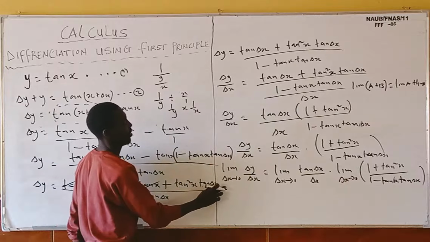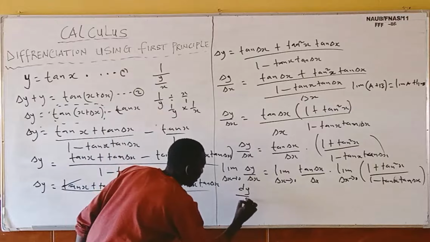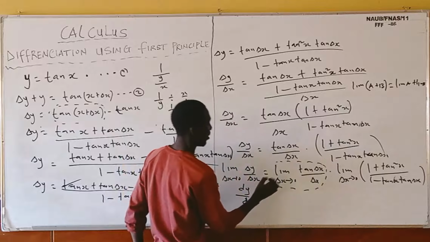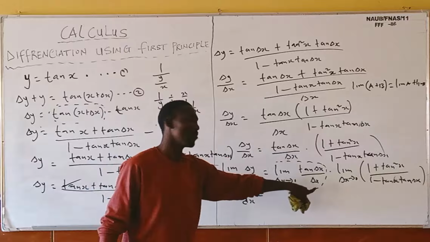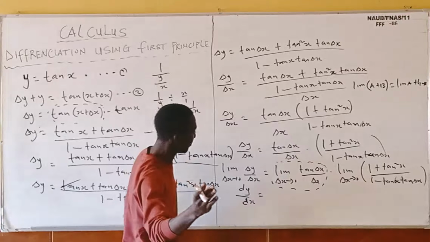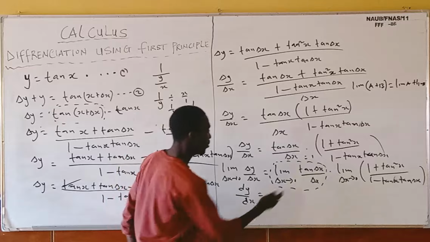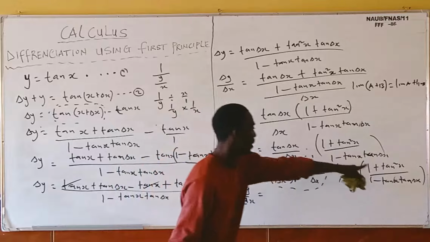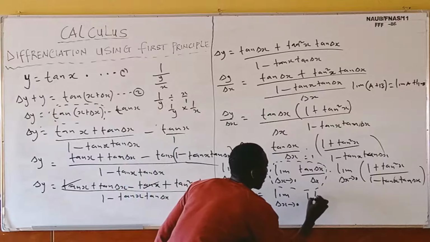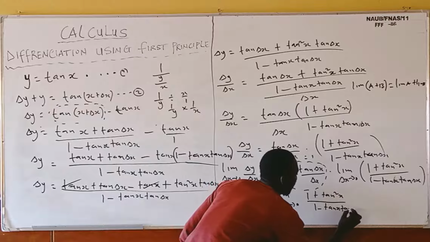The limit as change in s approaches 0 of change in y over change in s is nothing but what? dy/ds, which is equal to, now don't forget that the limit as change in s approaches 0 of tan change in s over change in s is nothing but what? 1. I already proved this on my YouTube channel. Please, I advise you all to watch that for knowledge. So I already proved this. So everything here is equal to 1, and 1 multiplied by this, we are going to have this back: the limit as change in s approaches 0 of 1 plus tan square s all over 1 minus tan s tan change in s.